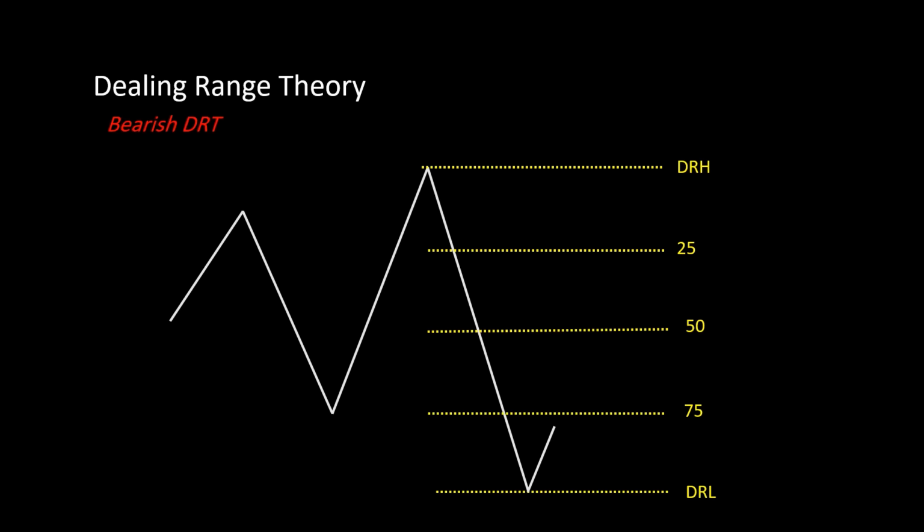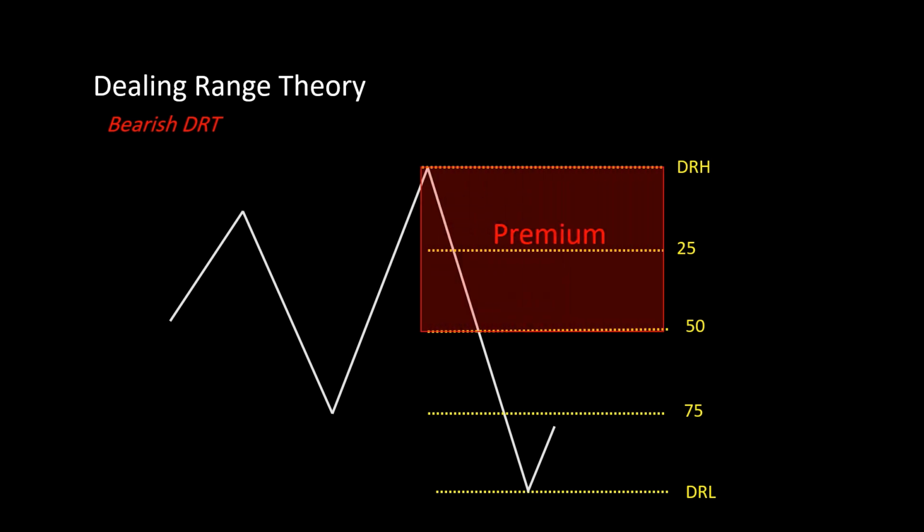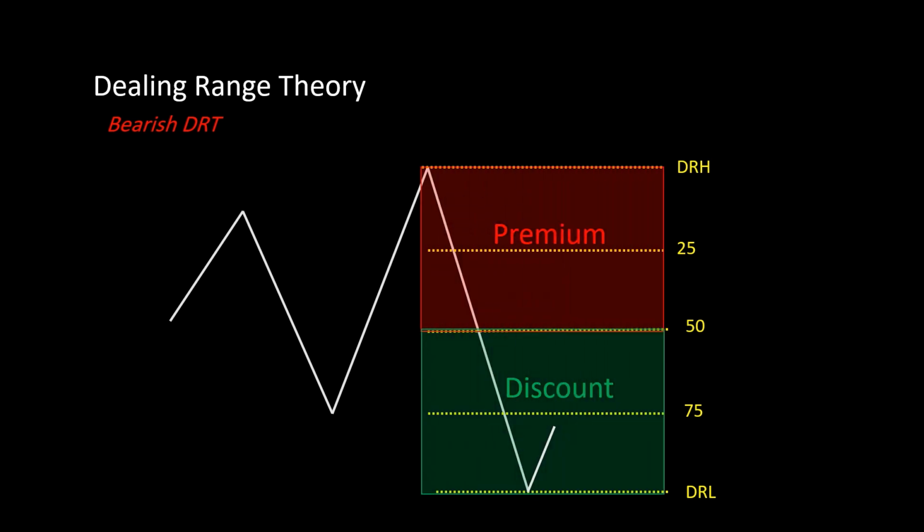The algorithm sees these levels as important markers and tends to build price delivery arrays around them. Understanding the division of the range is crucial. Any price movement above the 50 DRT level is considered to be in a premium zone. Anything below the 50 DRT falls into the discount zone. In bearish conditions, we want to look for shorts when price trades into a premium, that is, above the 50% line.